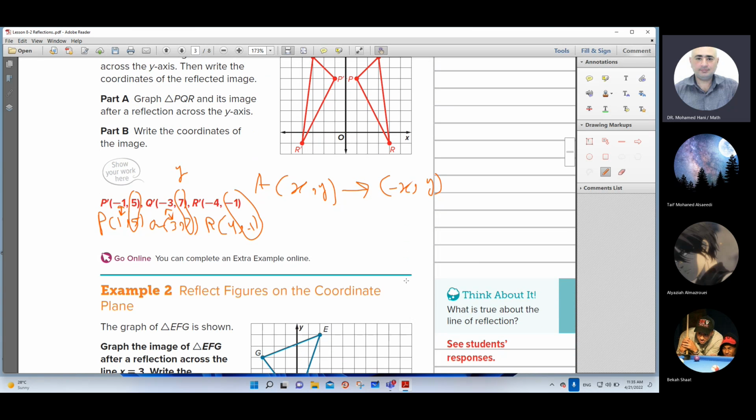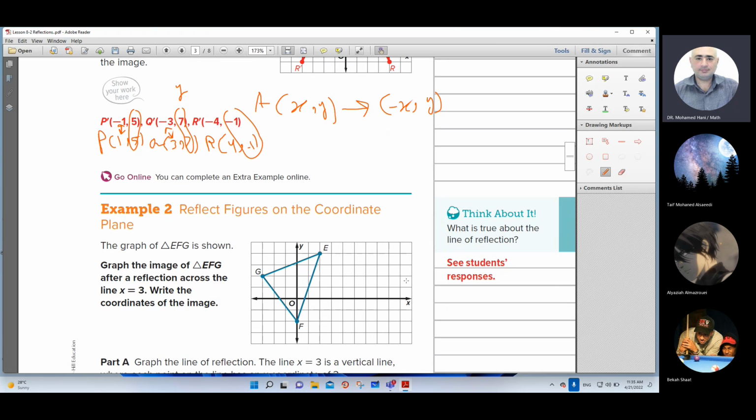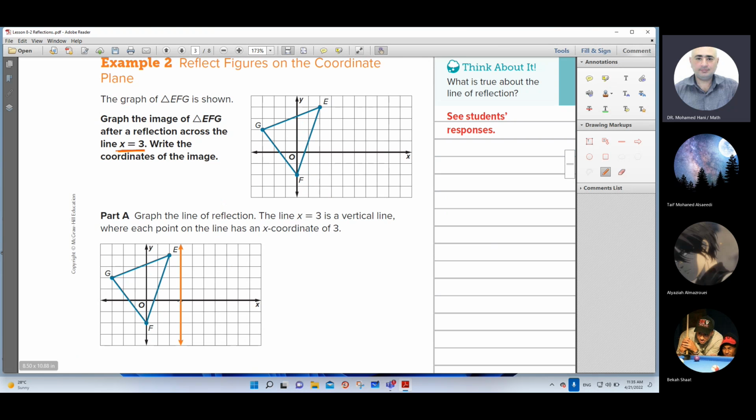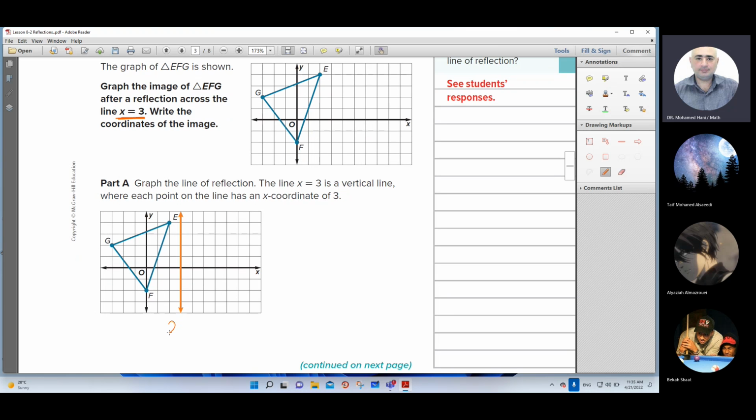Now, reflecting figures on the coordinate plane. As you see, we have this triangle EFG. After a reflection across x equals 3, write the coordinates of the image. The first step, we want to draw x equals 3: go to the x-axis, determine 3, then draw a line parallel to the y-axis. This is here, x equals 3.